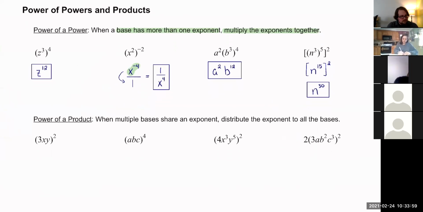Our last one, power of a product. When you have multiple bases that share an exponent, distribute the exponent to all bases. So this is where the parentheses is going to actually start to play more of a role rather than just grouping things together.